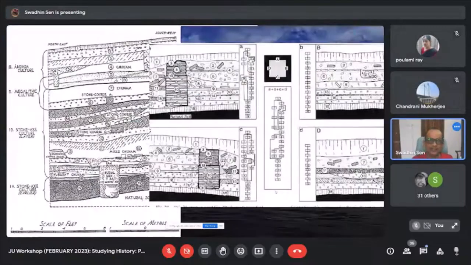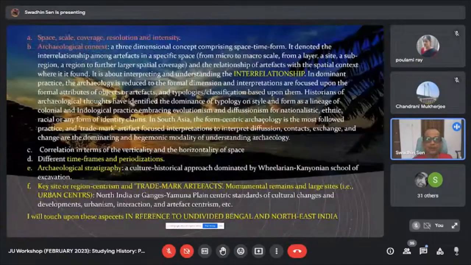for example, you can see this section of Brahmagiri drawn by Mortimer Wheeler, the left one. So you can see how he has drawn a section of archaeological excavation and identified different layers with the notion of culture: Andhra culture, megalithic culture, Stone Age culture, and so on. And on the right side, you can see a section drawing, a combination of four sections, which were drawn following the excavation methods developed by Edward Harris, which is identified as the most holistic approach to archaeological excavation. So let us go on to these key aspects of archaeological concepts which I was talking about.